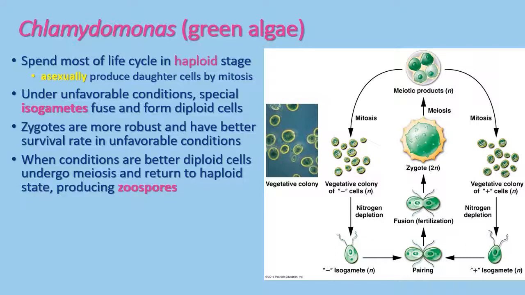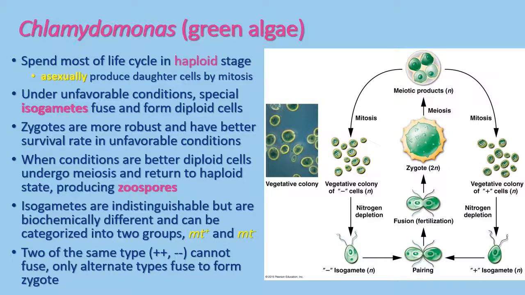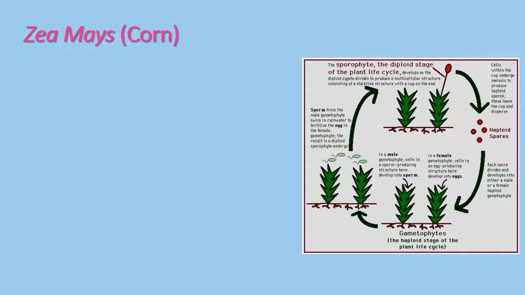Now, what's interesting about this is that when the isogametes are formed, they look the same, but chemically they're actually different, and you have plus and minus groups. A minus will always fuse with a plus. You can't have two pluses or two minuses fusing to form a zygote.